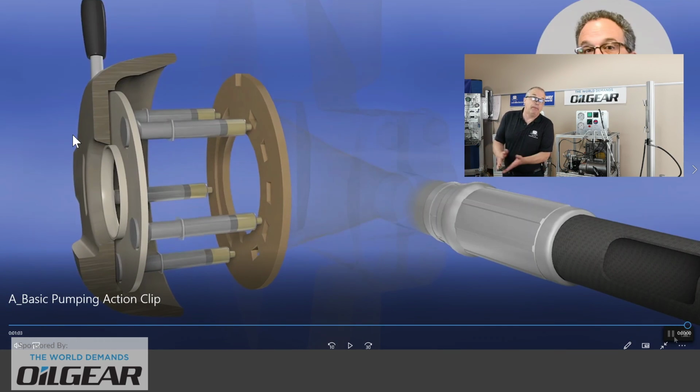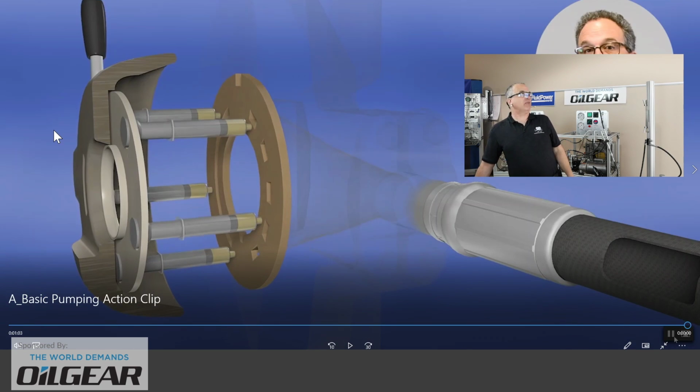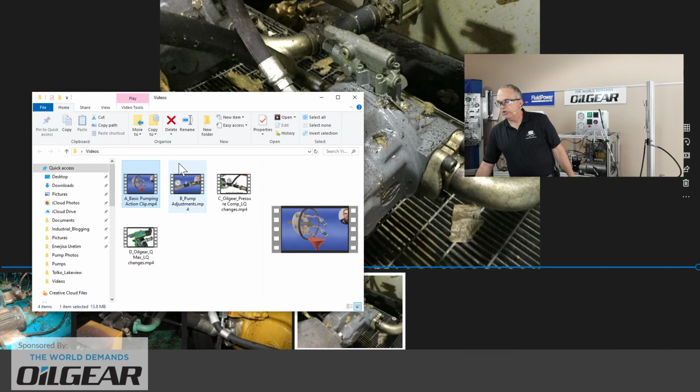One could say that the pump is off stroke, okay? And yet the rotating group is still spinning if there is a shaft from a prime mover. So that's a fairly basic idea of what piston pumping action is all about. We've got additional clips on our lunchboxsessions.com if you want to see more of that.